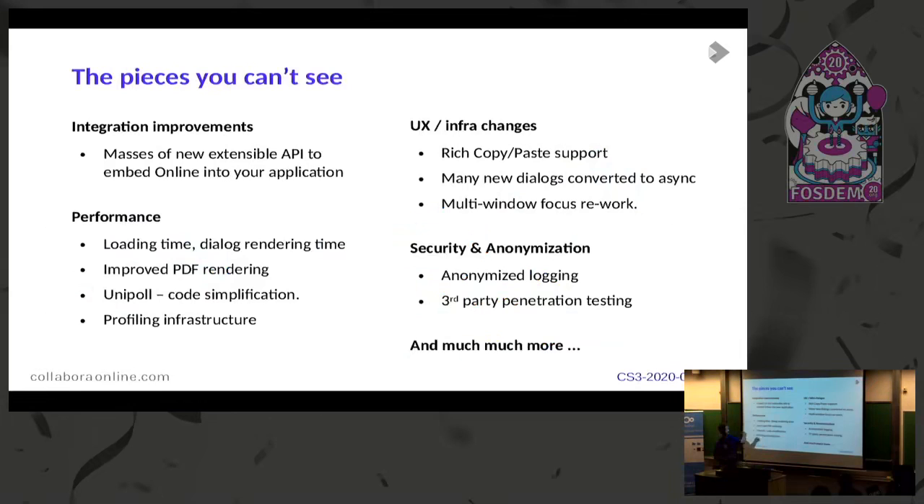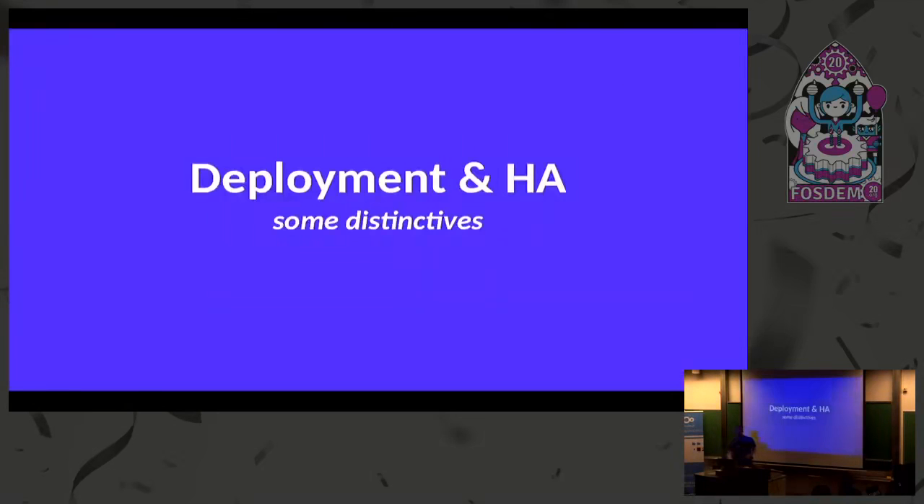Lots of other stuff. Much richer copy and paste things, new dialogues. Yeah, lots of anonymized logging. So you add all this nice logging so you can work out what's going on, and then you encrypt it all so you can't read it anymore, with GDPR compliance, they call this. Obviously, you have third-party penetration testing to make sure it's all safe and good. Better performance, PDF rendering, simpler code, fewer threads.